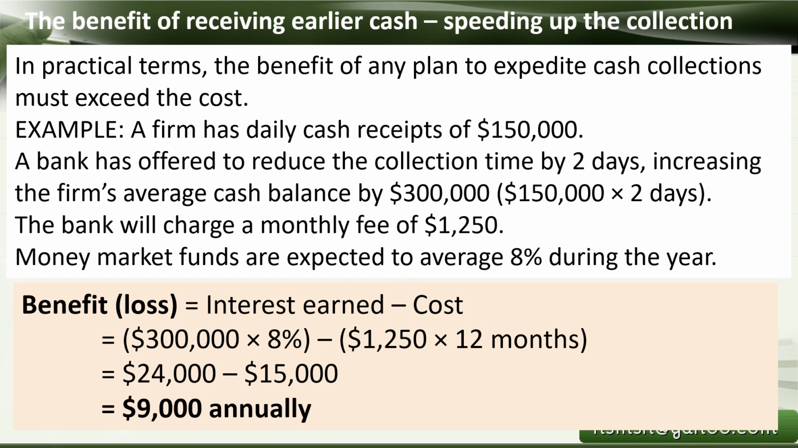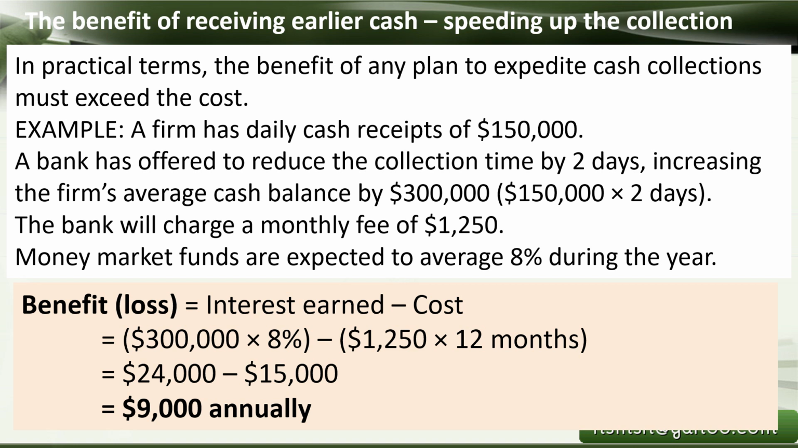In practical terms, the benefit of any plan to expedite cash collections must exceed the cost. So if there is any cost involved in speeding up this collection process, maybe by adding some efforts or increasing collection commissions or things like that, then that will be added to the cost also. So the benefit must exceed the cost. That is the idea that normally an accountant has to look for.